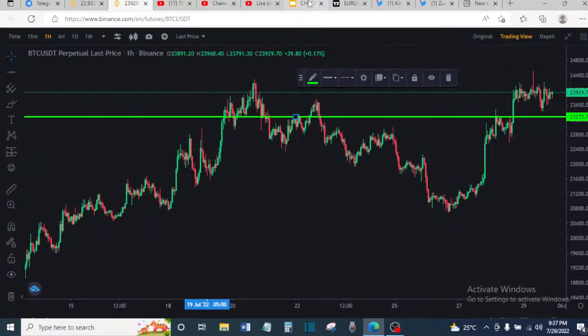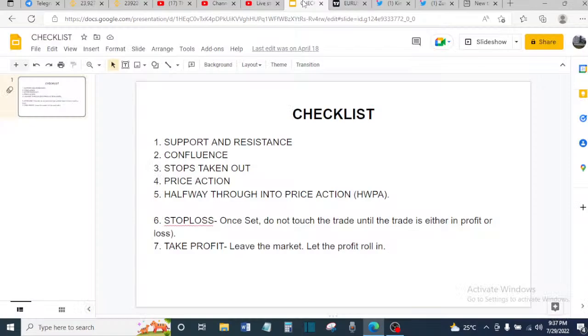Now, I have a checklist. This checklist can also guide you. Check for support and resistance, check for confluence, stops taken out, price action, halfway through into price action. Then the other aspect, which is the stop loss and take profit, you need to also put into consideration as part of your strategy. That is how to be a winning trader.